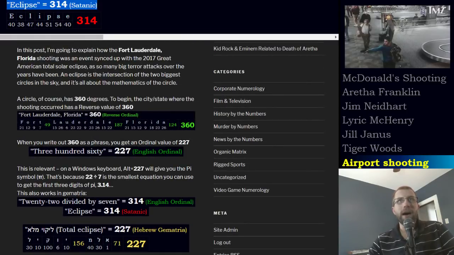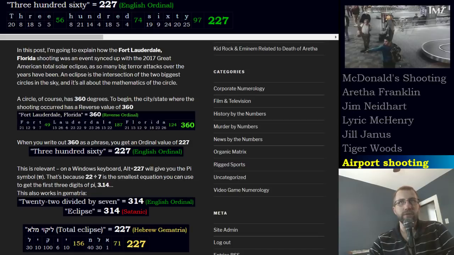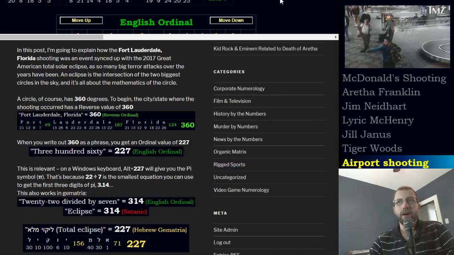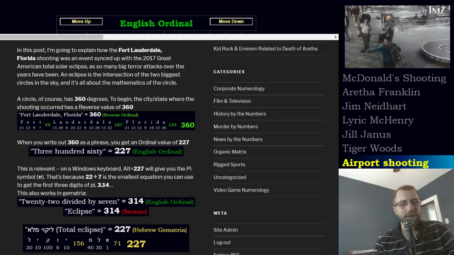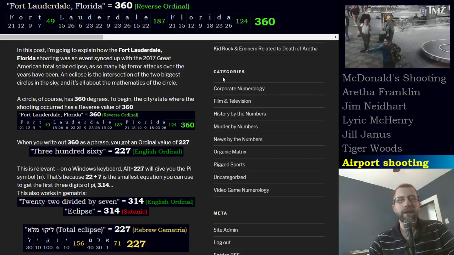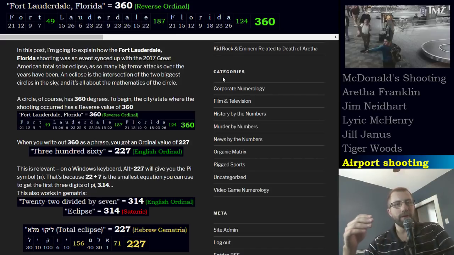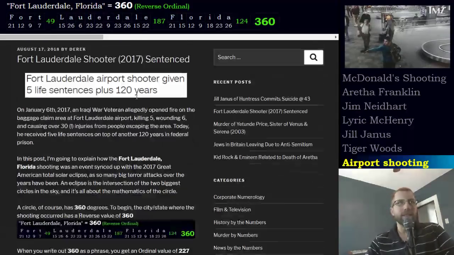We're talking about circles. How many degrees are in a circle? 360. You write out 360, you get 227. Again, it's Alt 227 on your keyboard. That gives you the pi symbol, right? And the location of this shooting, Fort Lauderdale, Florida, equals 360. So everything from the date of the shooting, the location. We're also going to talk about the name of the shooter and how that speaks to this code ritualistically as well. So notice the headline.